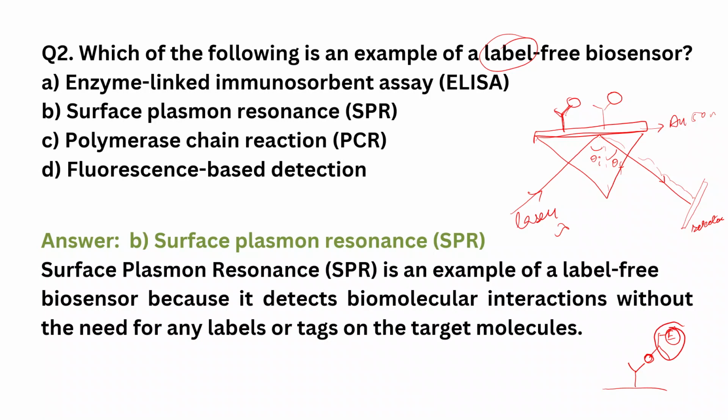Similarly in polymerase chain reaction, there also you will have some molecular beacons which work as labels. And fluorescence based detection is when you coat this antibody, and then you will have the analyte, and then similarly you can have a fluorescence molecule here, so you can check the fluorescence, its excitation, and check the emission spectra. So here it will work as a label. So SPR is the correct option.